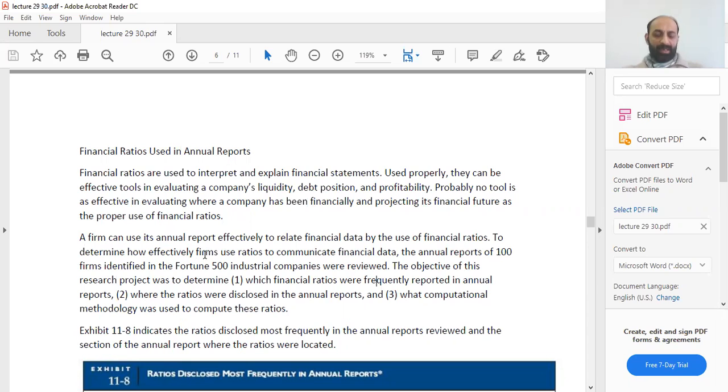A firm can use its annual report effectively to relate financial data by the use of financial ratios. To determine how effectively firms use ratios to communicate financial data, annual reports of 100 firms identified in the Fortune 500 industrial companies were reviewed. The objective of this research project was to determine which financial ratios were frequently reported in annual reports, and where the ratios were disclosed in the annual reports.